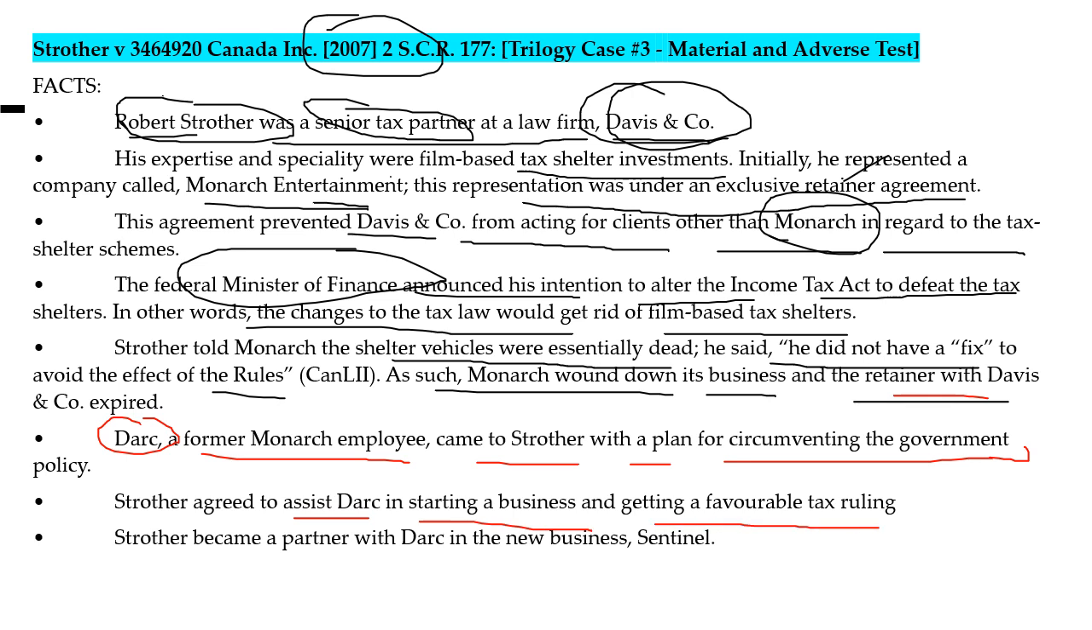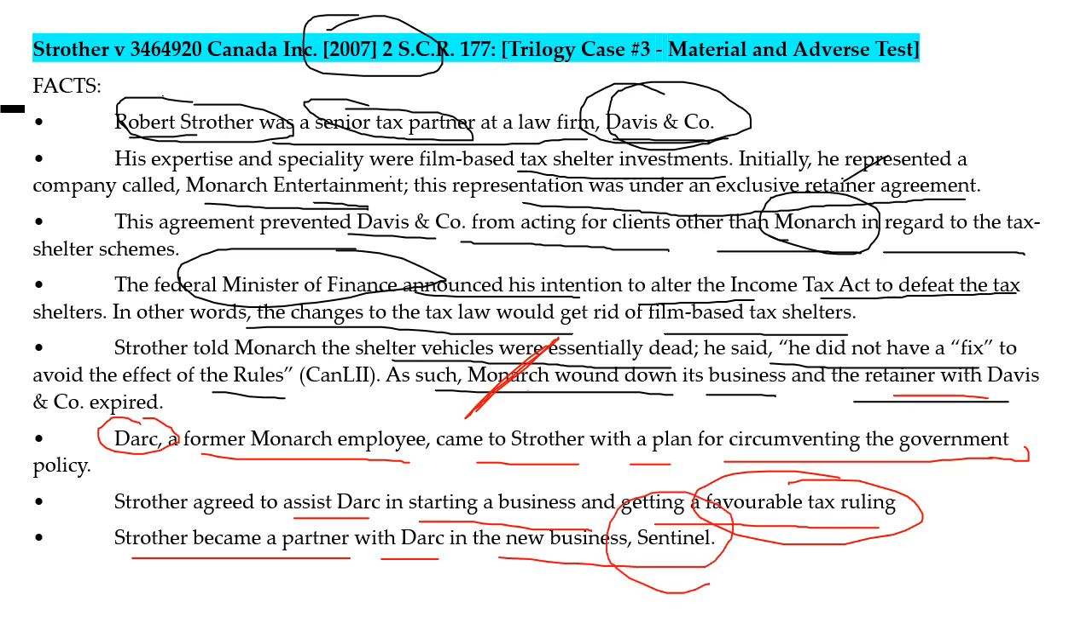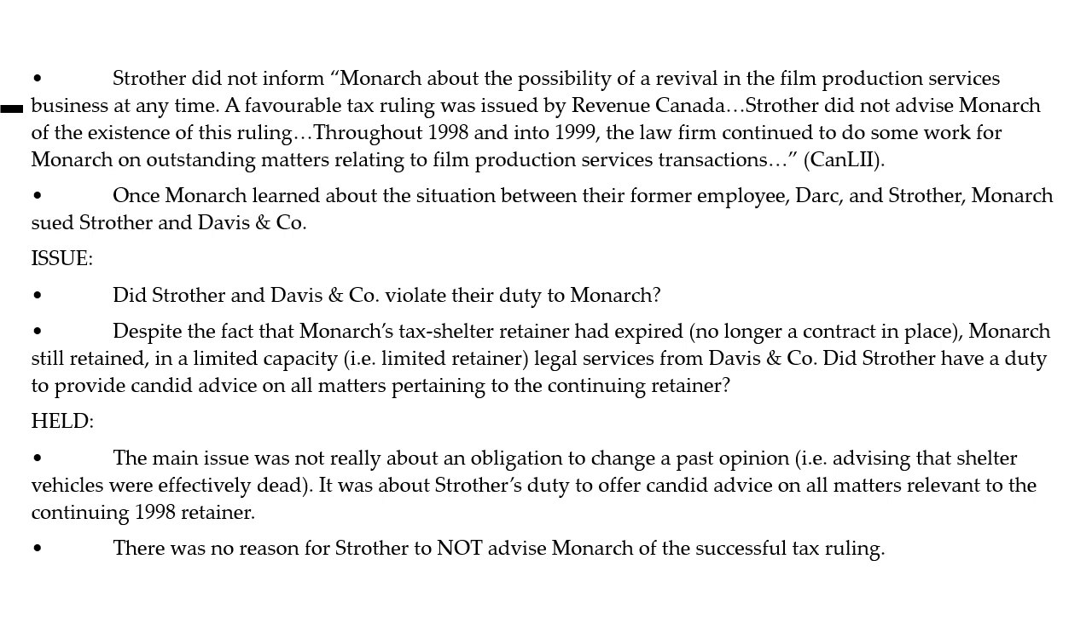So you see, Strother earlier advised his old client Monarch and shut down their business related to the same thing. Now he was helping one of the employees from Monarch start a business related to the same thing, with the same favorable tax ruling. So Strother himself became partner with Dark in this new business, Sentinel. I hope the things are clear till here.